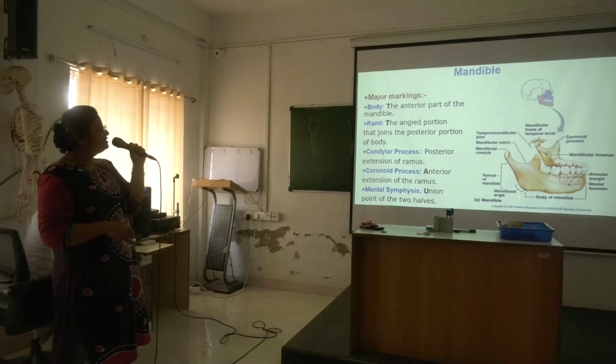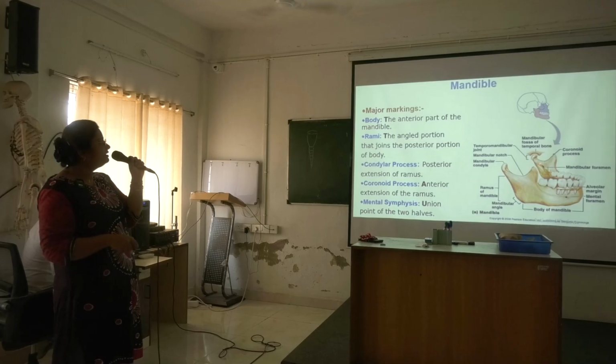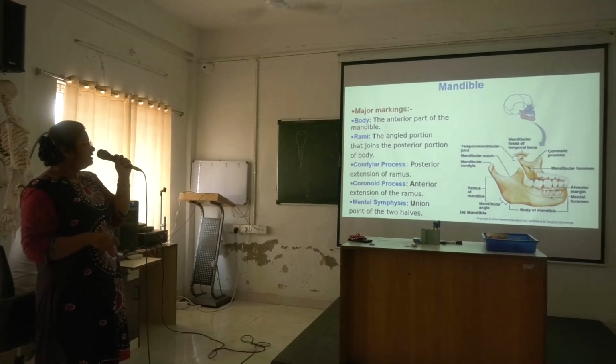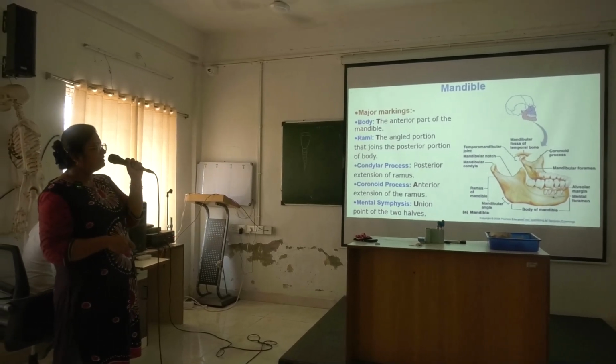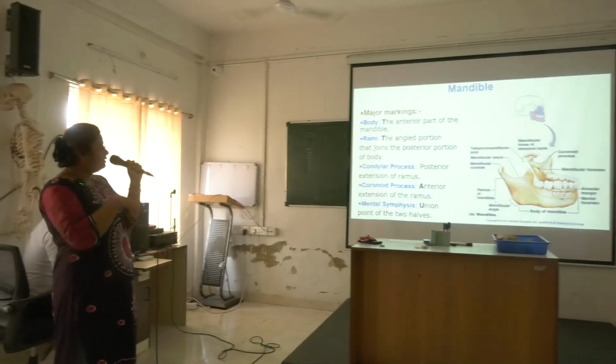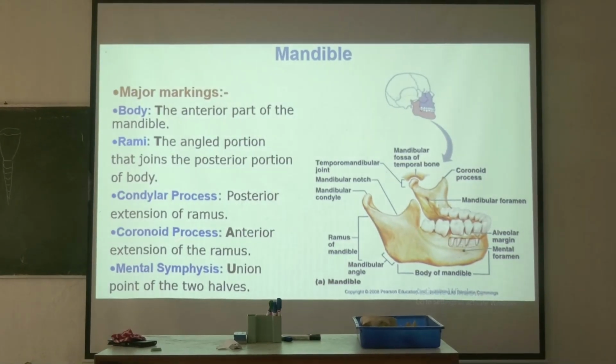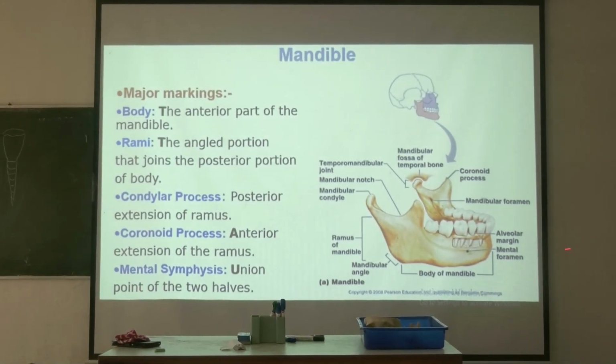Rami, the angle portion that joins the posterior portion of the body. Here this part are the rami of the mandible. Next is condylar process. Here is the condylar process, posterior extension of the ramus. And coronoid process is this one. This is anterior extension of the ramus.